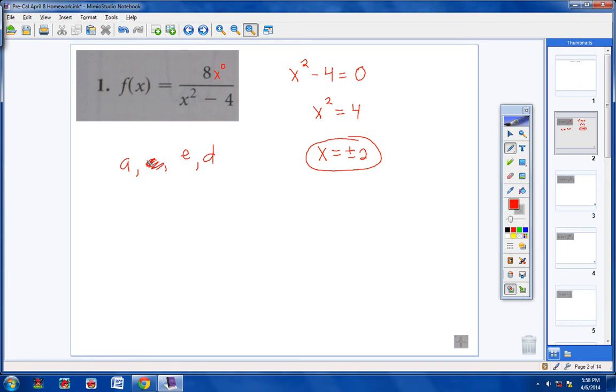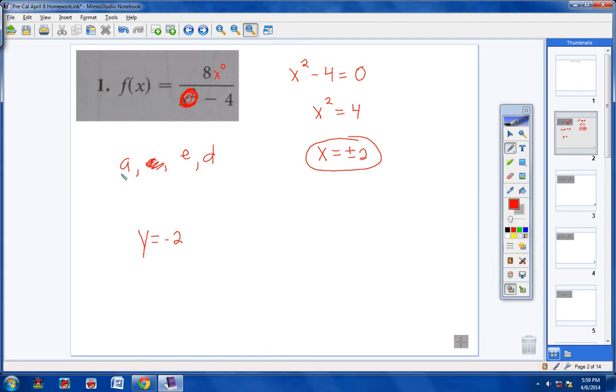Let's take a look at E. E is a possibility, and D is still a possibility. Now, actually, D's looking a little sketchy because I don't know if it has a slant asymptote or horizontal asymptote at 0 or not. So that one I'm not quite sure about. Now, one other thing I'm thinking here, if I put a 0 in for x real quick to find the y-intercept, I would get 0 squared is 0 minus 4 is negative 4, 8 over negative 4 is negative 2. So let's see if one of these graphs has a y-intercept of negative 2.